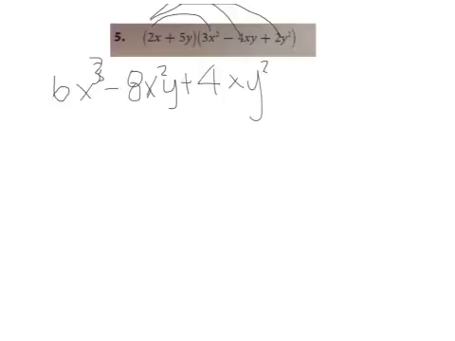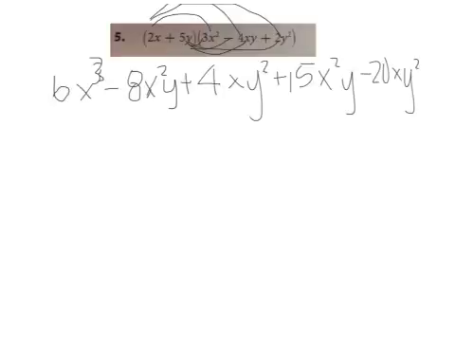So next I'm going to distribute out my 5y to all three terms. So 5y times 3x squared, that would be 15x squared y, minus 20xy squared, and that comes from the 5 times the 4. Then I've got 2 y's and only 1 x. And then finally plus 10, 5 times 2, so 10, and then y to the third.